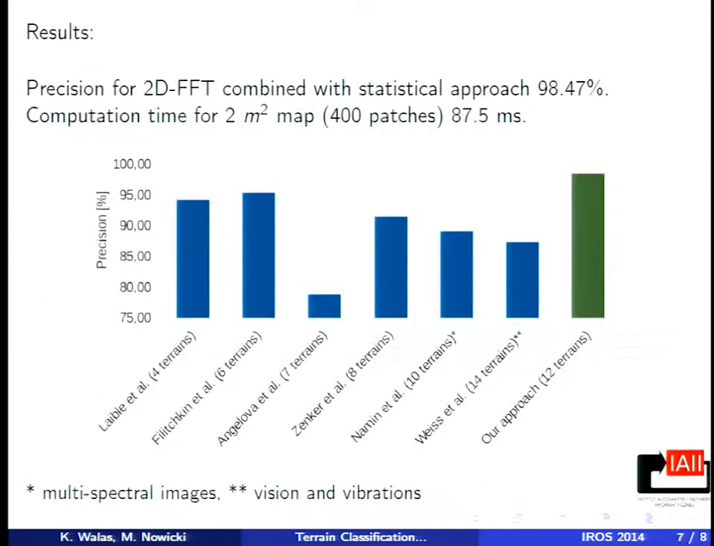So we had one of the largest terrain sets for the research which was done. And we obtained the precision of the combination of 2D fast Fourier transform with statistical approach at the level of 98%. It is, of course, test data set. And the speed of this approach is that, for example, if we take a 2 square meter map, so it is 400 patches, we're going to have 87.5 milliseconds for one such a scan, for one such a whole scene.